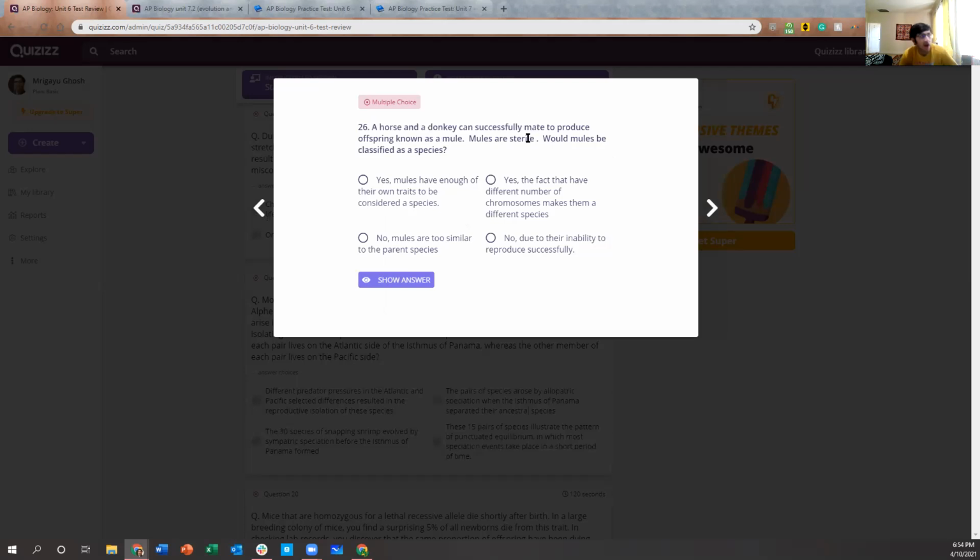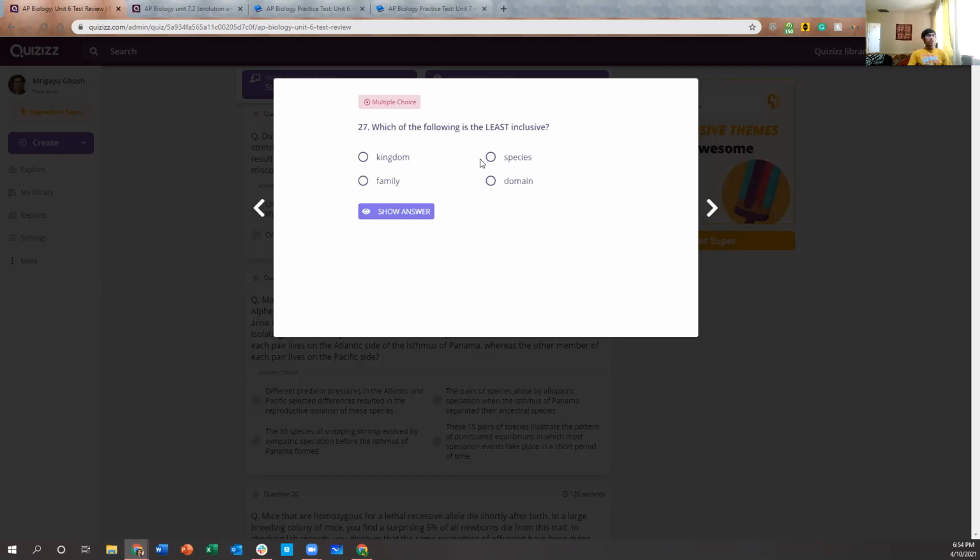Horse and donkey mate and make a mule. Mules can't reproduce. Are they a species? Well, no, because remember, a species is members of a population that can interbreed and then produce fertile offspring. So since they can't reproduce successfully, they're not a species. So this would be the right answer, I believe.